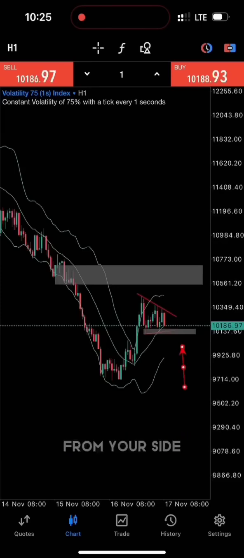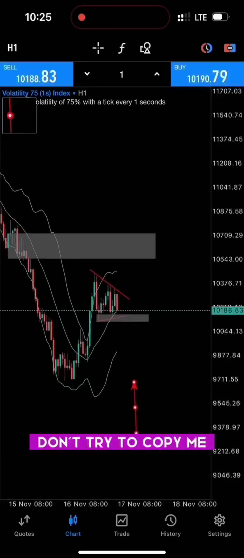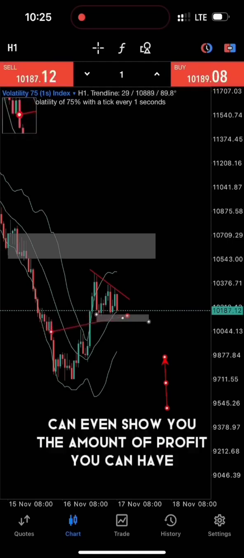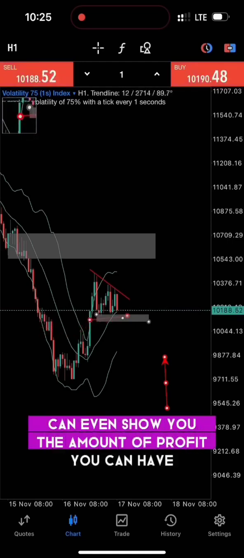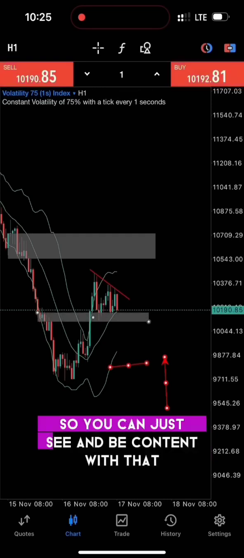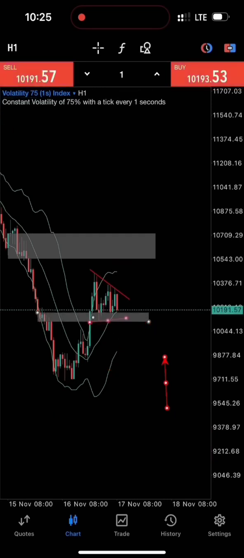But as for you from your side, don't try to copy me here. Just put the regular position, the smallest one. You can put one. The TP nowadays can even show you the amount of profit you can have. You don't need to calculate using pips, so you can just see and be content with that.